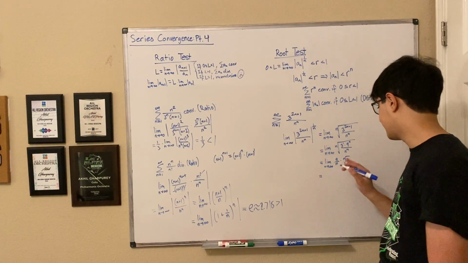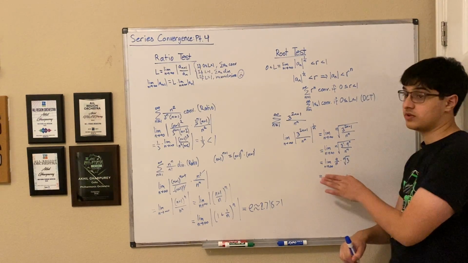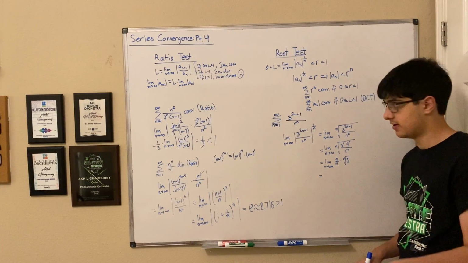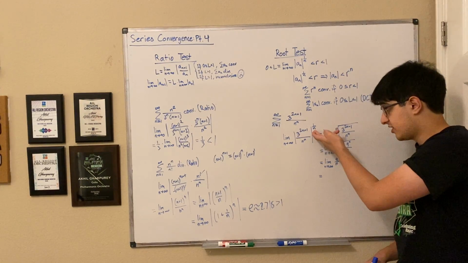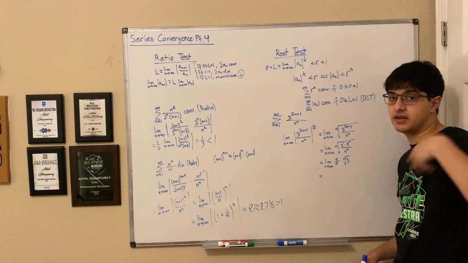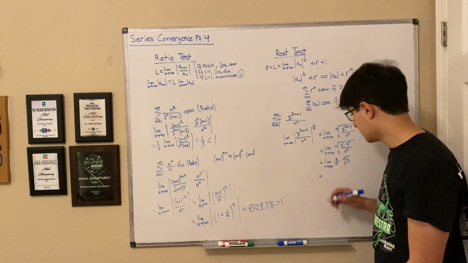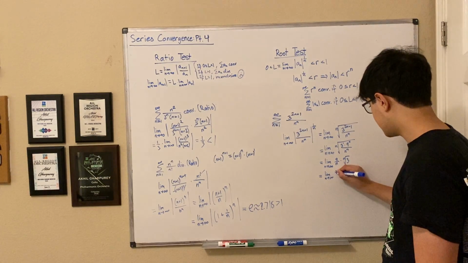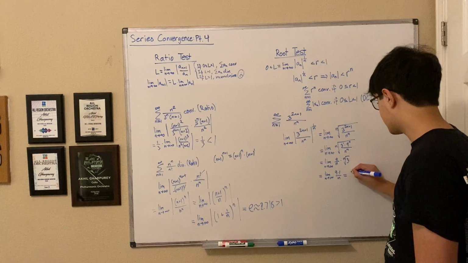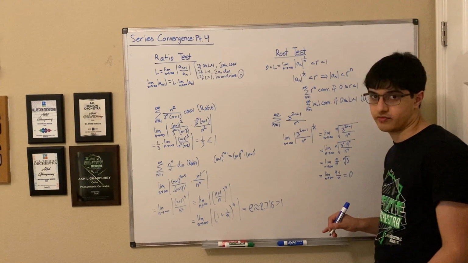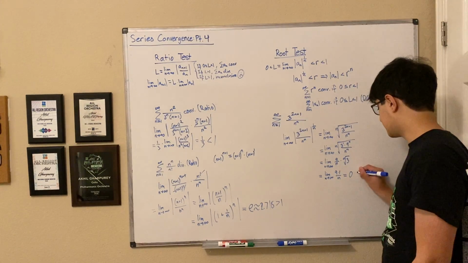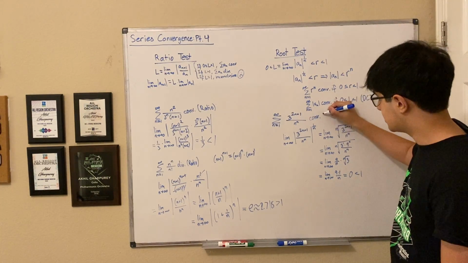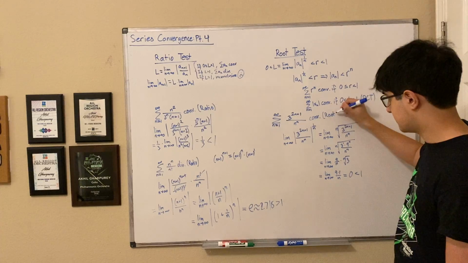And notice, if we take the limit as n goes to infinity of the nth root of 3, that's just 1, because 1 over infinity is 0, and anything to the 0th power is 1. So we have the limit as n goes to infinity of 9 times 1 over n, and that's just equal to 0, because 9 over infinity is 0. And 0, we know, is less than 1. So this converges by the root test.